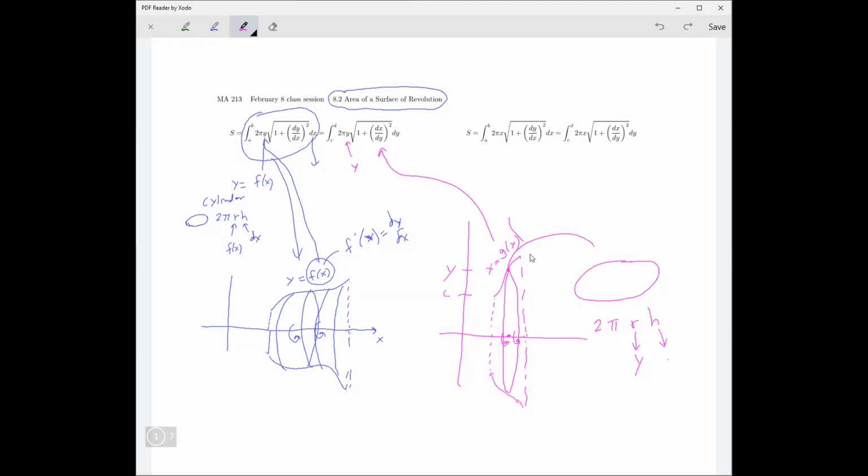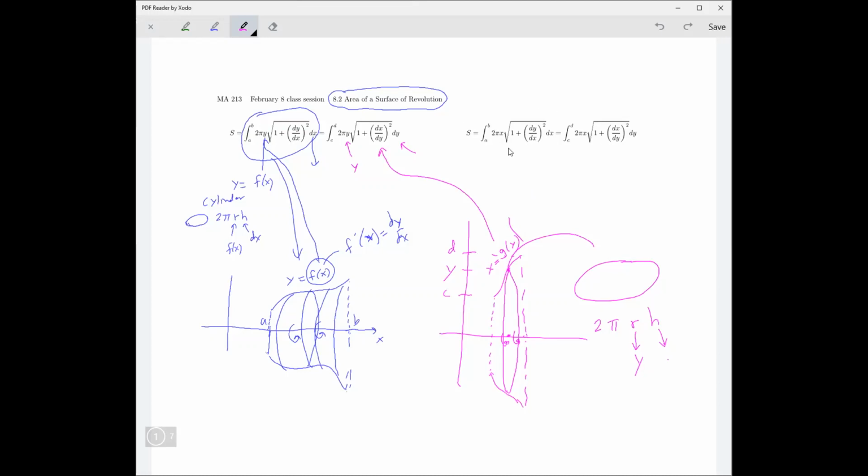And instead of, here you're integrating from a to b, but instead here you're going to be integrating from c to d. And you're just going to use a straight up dy right there. So that's kind of how things go.